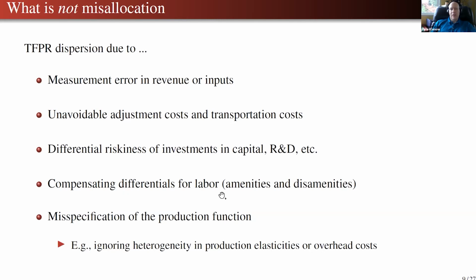And you can also think this is something where a lot of people have worked on this already. This is actually a rather unexploited area: a lot of the dispersion in the value of the marginal product of labor across firms or occupations could reflect amenities and disamenities.